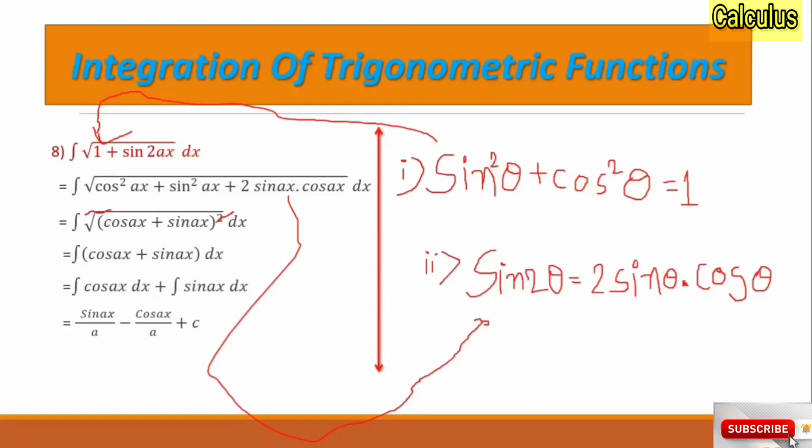You can write integration cos ax plus sine ax dx. That is, you can separate the integration sign, integration of cos ax dx plus integration of sine ax dx. Integration of cos is sine and integration of sine is minus cos. That is sine ax by a minus cos ax by a plus c is the answer.